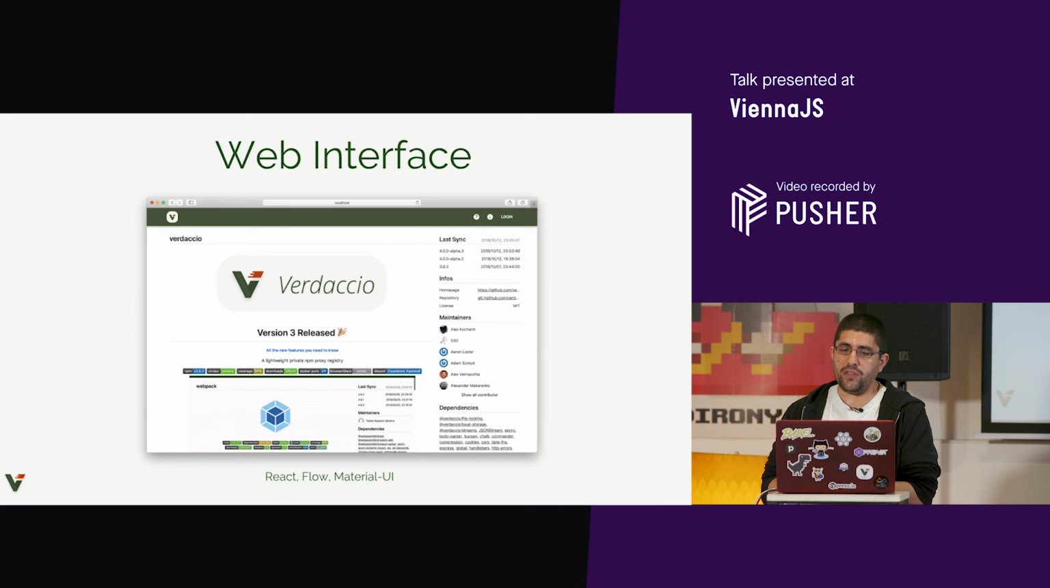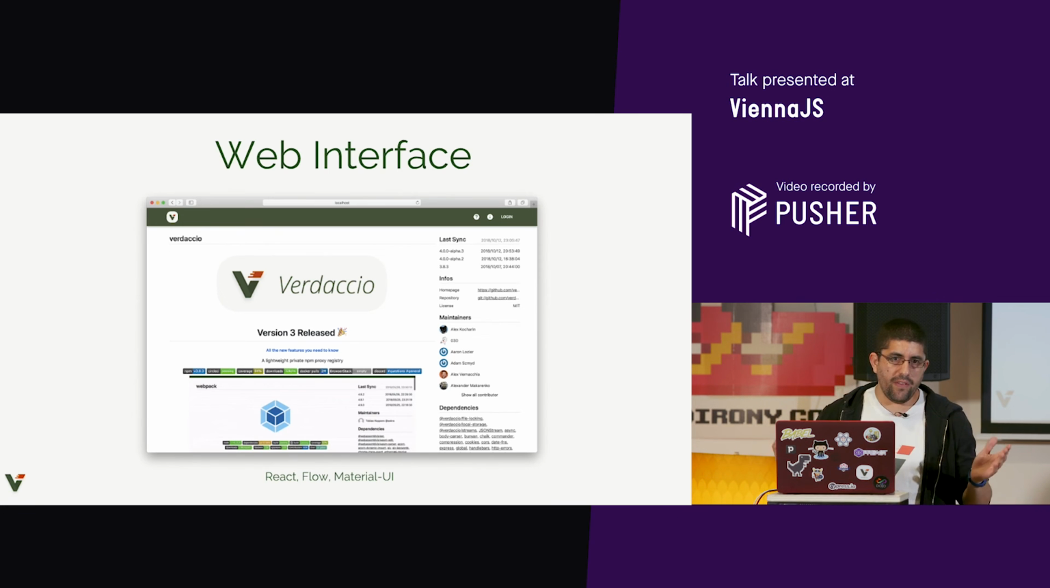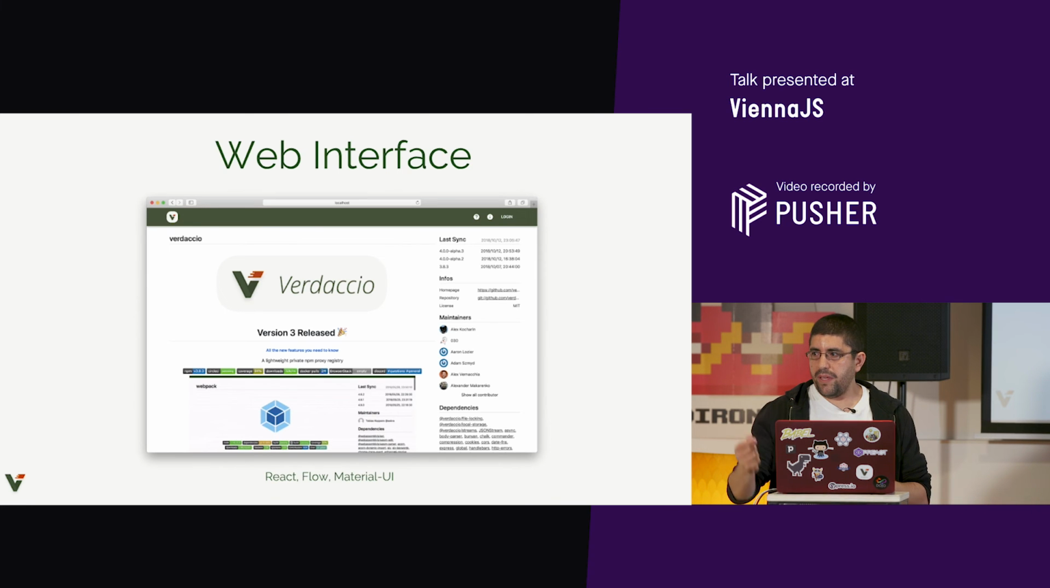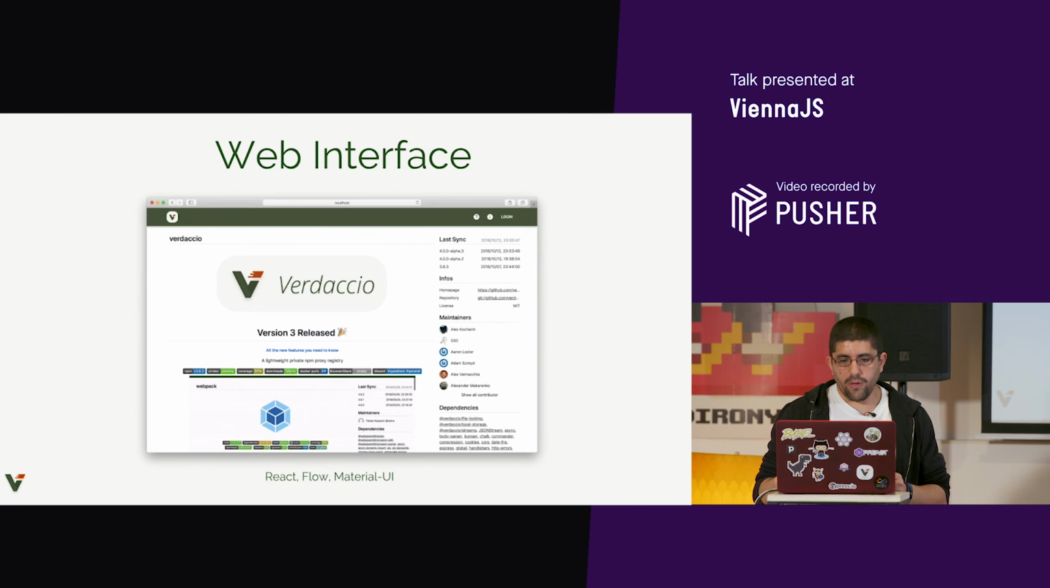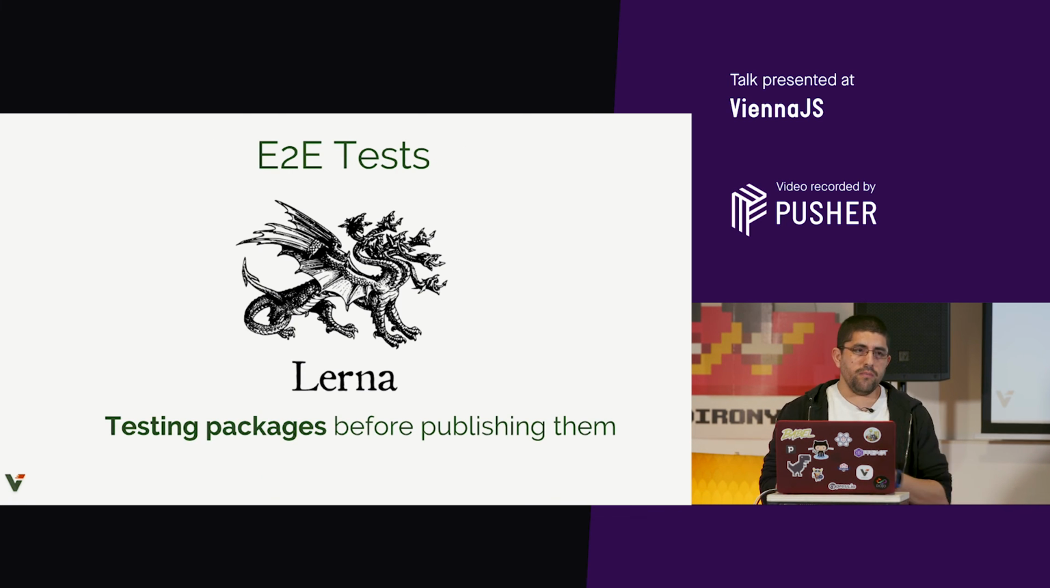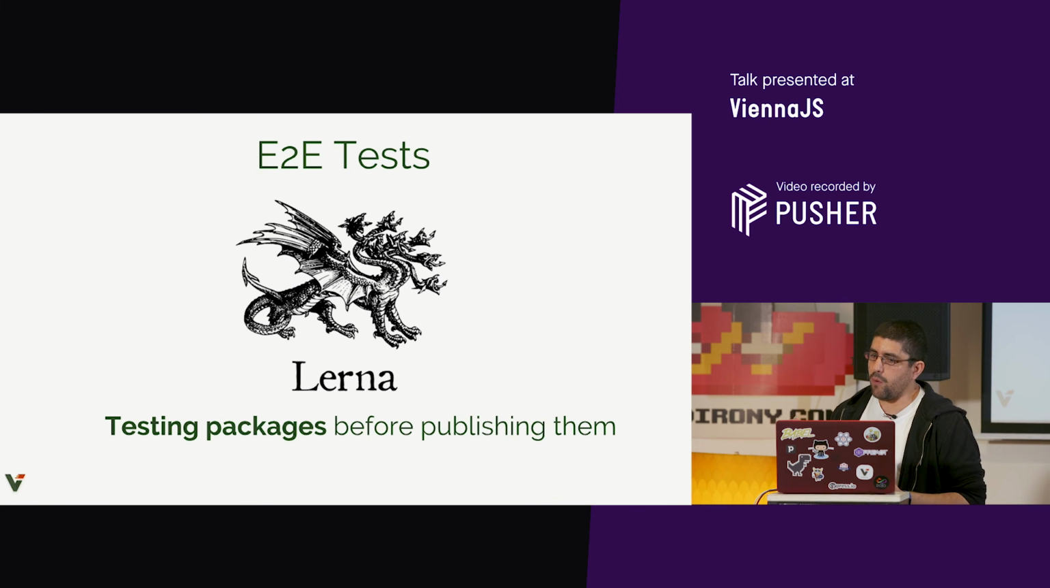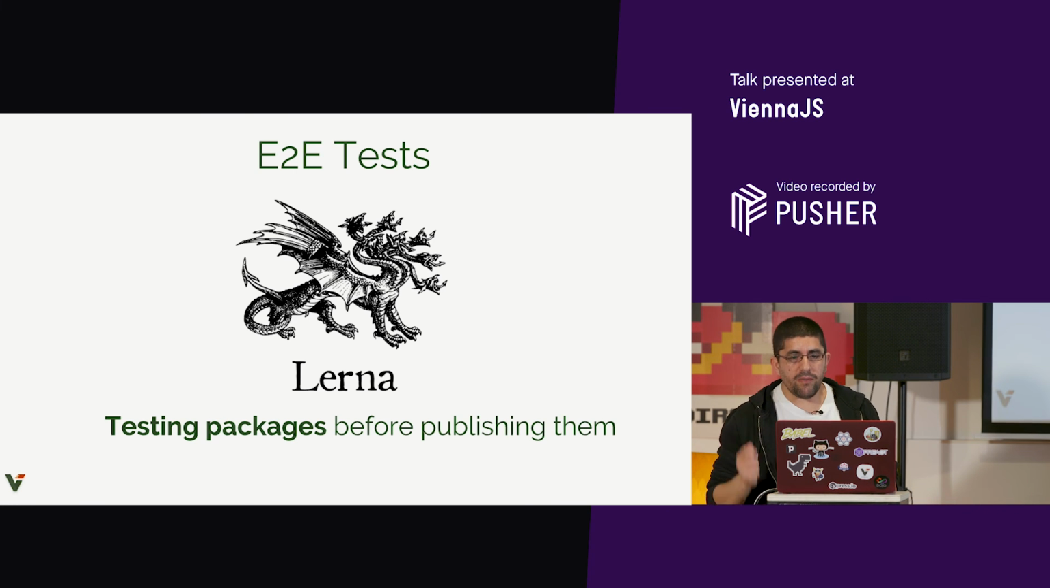We have a web user interface, because you can search private packages and browse on them. Also, you can check all the metadata which the package provides, like a license, author, last version, dependencies, dev dependencies, and so on. If you're using monorepo, I will totally recommend testing your packages before publishing them.